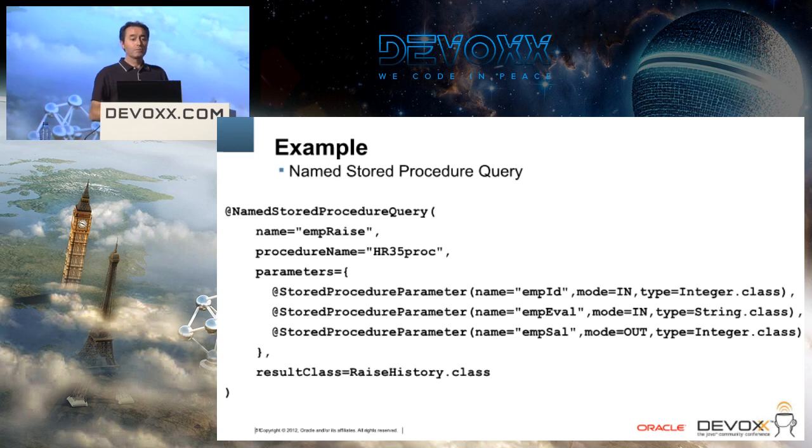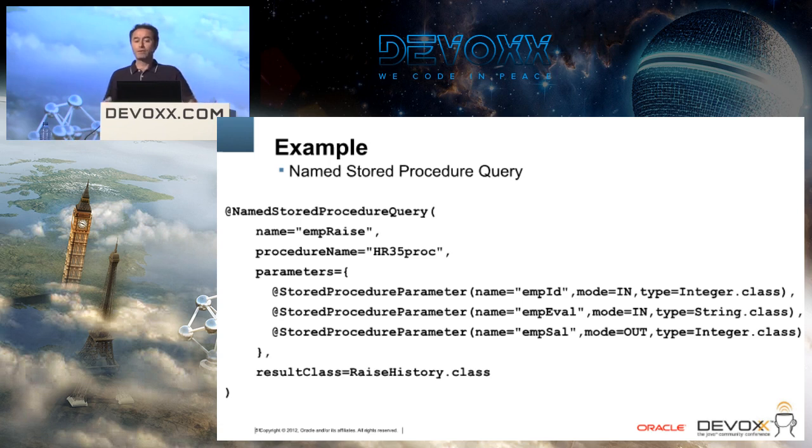So here's an example. It's annotations that can be a little bit verbose. Name stored procedure query has a procedure name. So the procedure name is a database name versus the name, which is a logical name we use for looking up this query when we want to execute it. There's some in and out parameters here, and we have result class, and we'll talk about that.